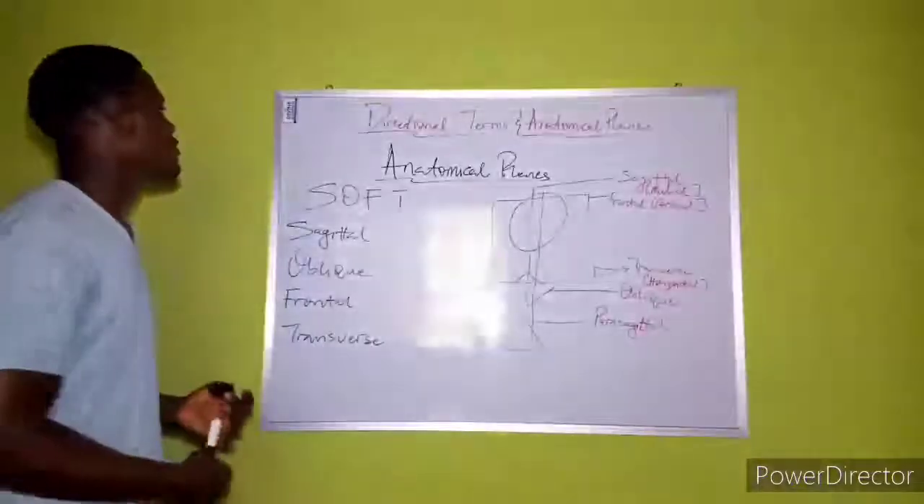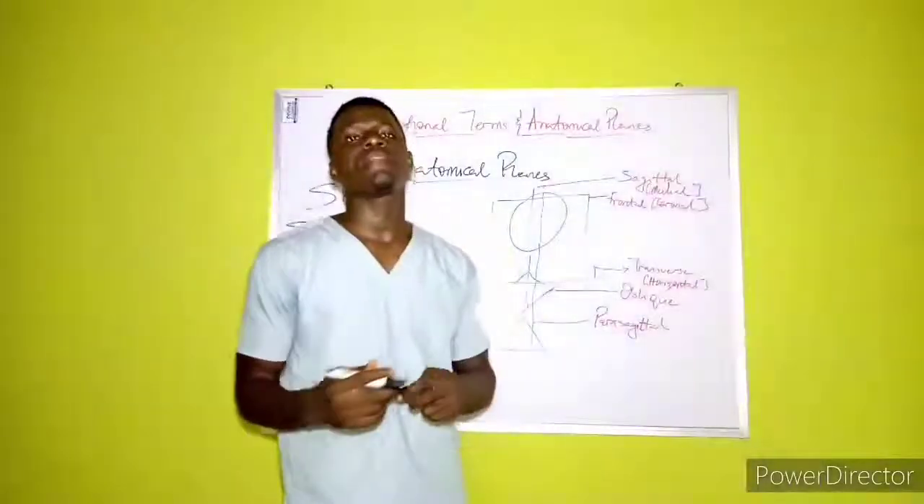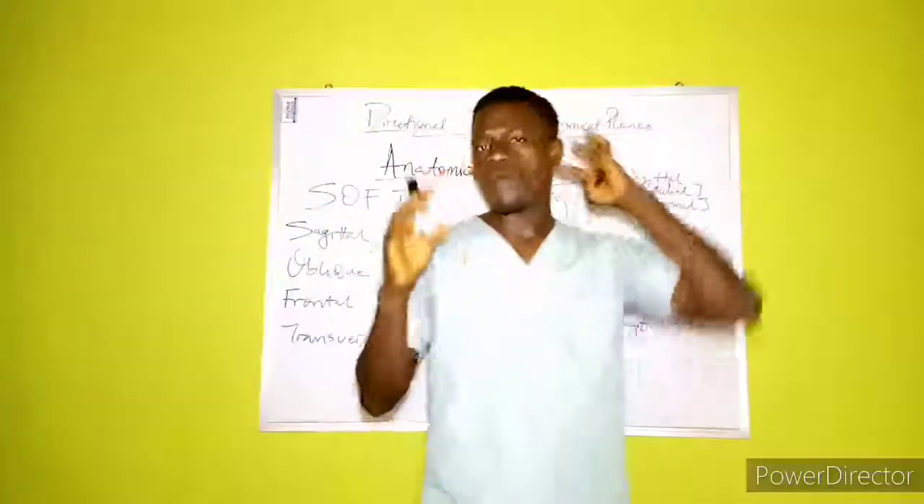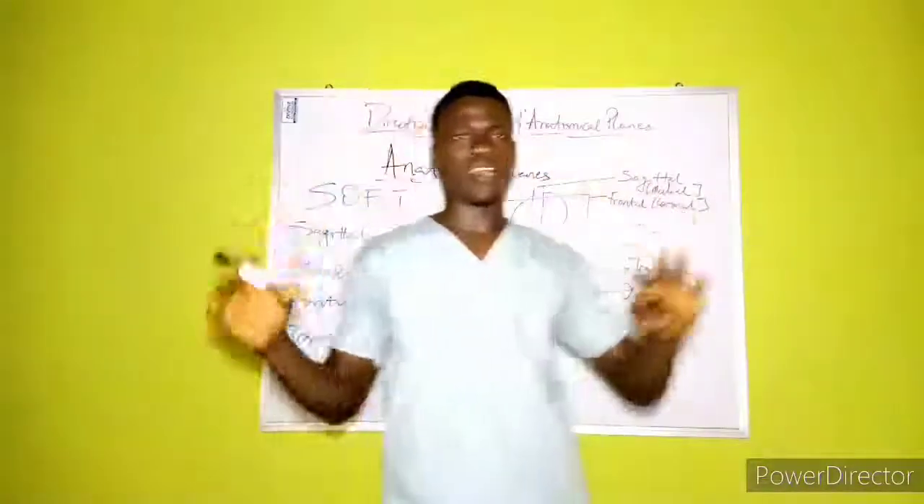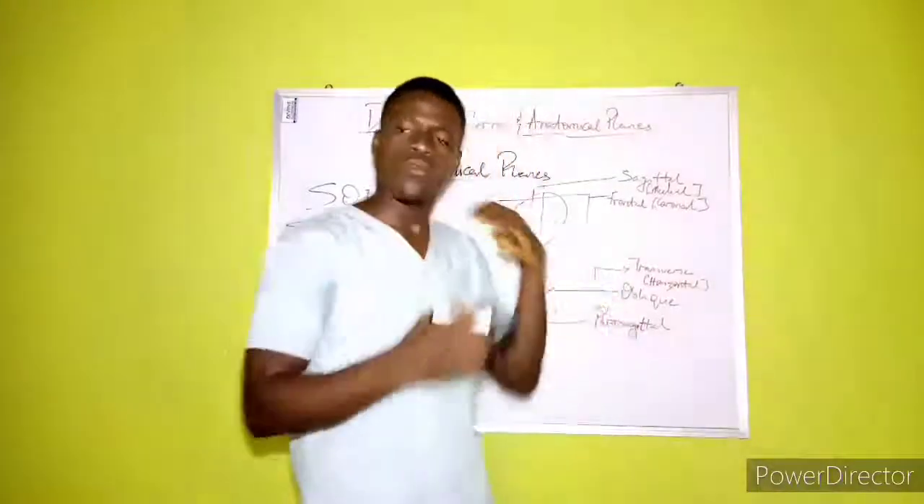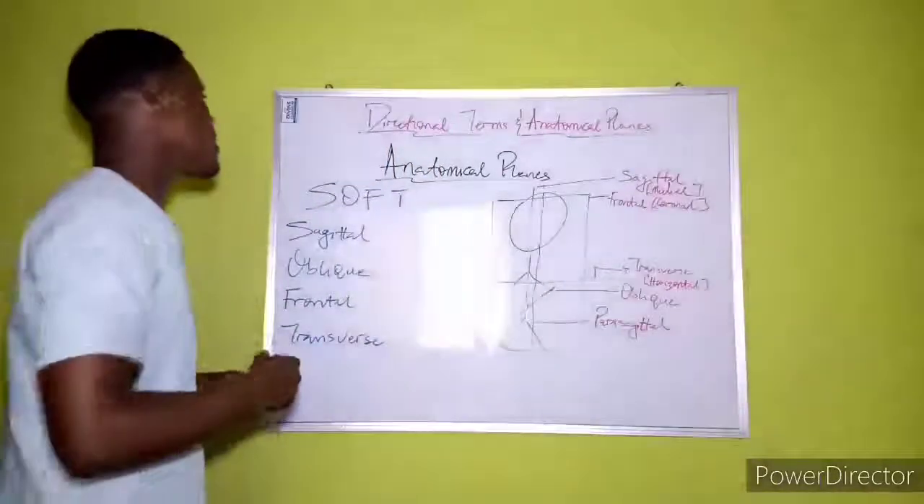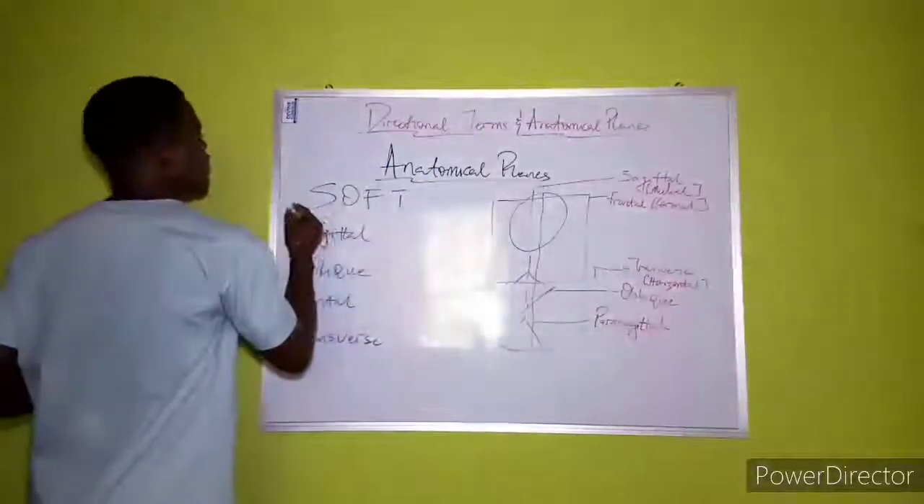We're talking about the anatomical planes. Like we said earlier, anatomical planes simply refers to those imaginary lines that are drawn over the body structures or organs in order to aid their description. Now, when we say anatomical planes, we have a mnemonic for them, and that mnemonic is SOFT.